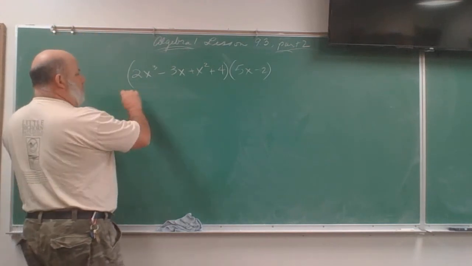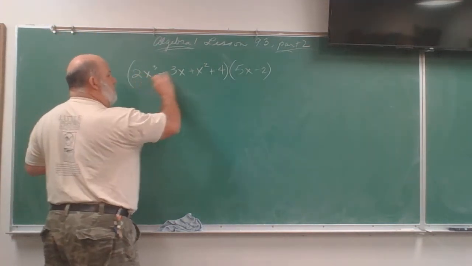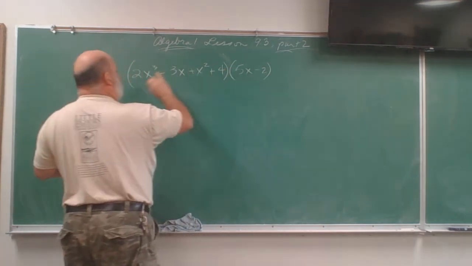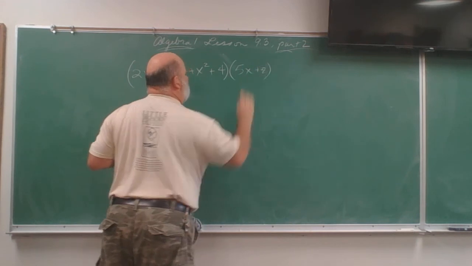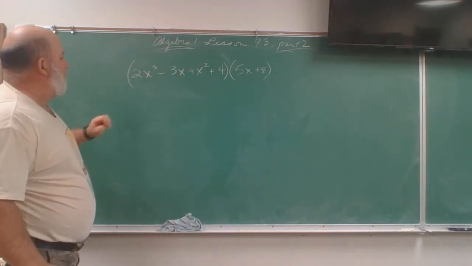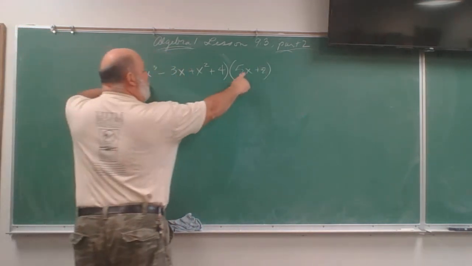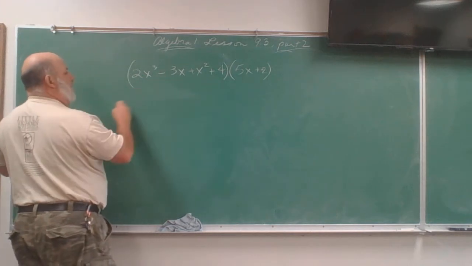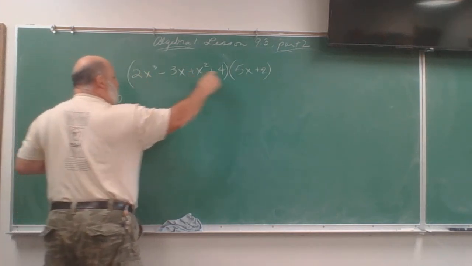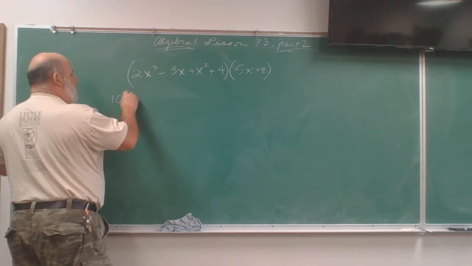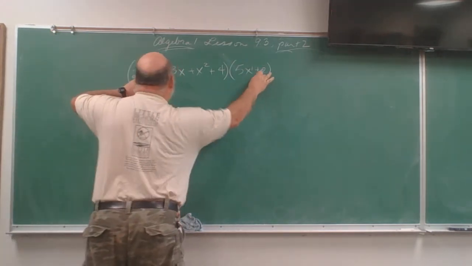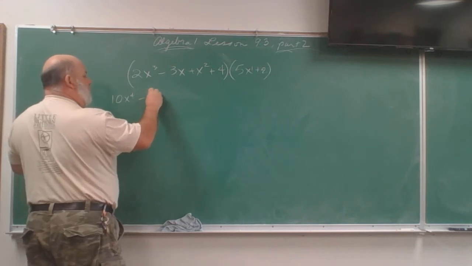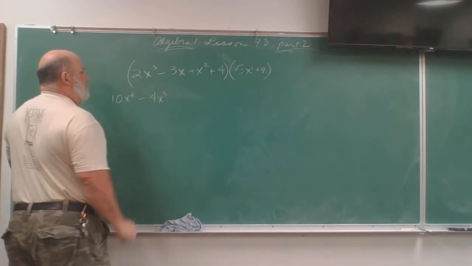So, distributive property. I'm going to multiply 2x cubed times the 5x. 2x cubed times the negative 2. And you know what? I'm going to change that to plus negative 2 right now. So 2x cubed times 5x. 2 times 5 is 10. X cubed times x to the 1 gives me x to the 4. 2x cubed times negative 2 gives me negative 4x cubed.